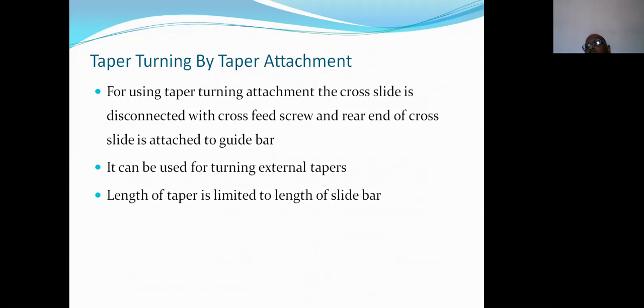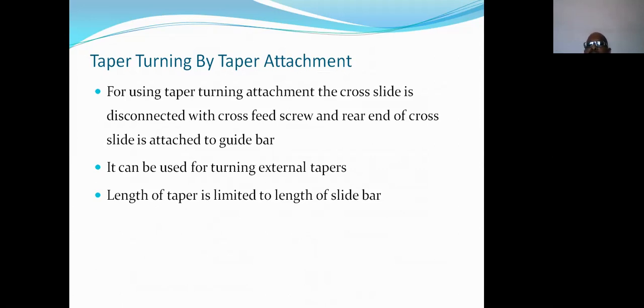In the second method or process, the compound rest method, the length of the taper to be produced is limited to the length of the movement of the compound rest over the cross slide. That is the second restriction or limitation. Whereas in the third one, the length of the taper to be produced is limited to the length of the slide bar.